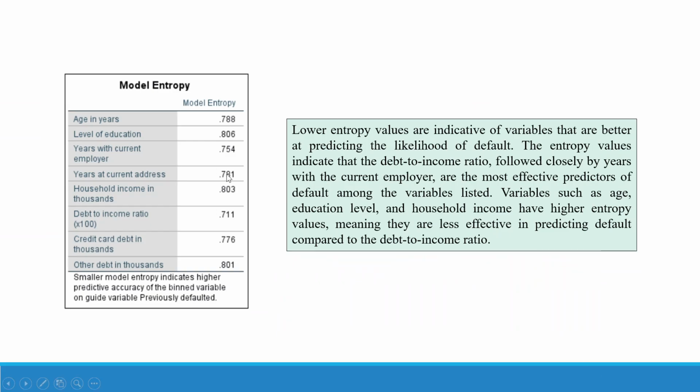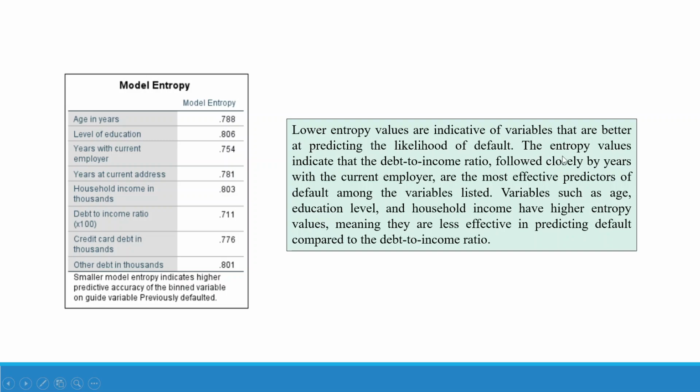we'll write the interpretation. So the variable, it's model entropy. Lower entropy values are indicative of the variables that are better at predicting the likelihood of default. Just find out which variable has the lower entropy value. So it is debt to income ratios, and the second one is years with current employer. So these are the best variables for predicting the likelihood of the default.